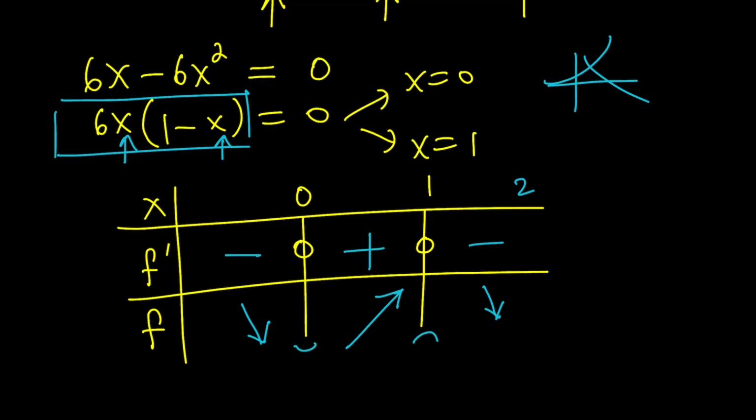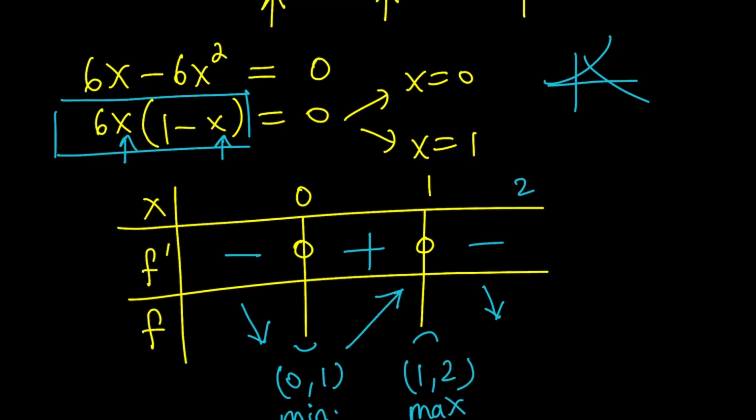And let's go ahead and take a look at the values. For x equals 0, our function is going to be 2 to the power 0, which is 1. So we're going to have a 0, 1. That's going to be a minimum point. And at 1, we're going to get 2 to the power 1, which is 2. So it's going to be 1, 2 is going to be max.